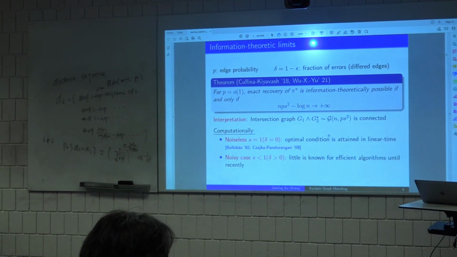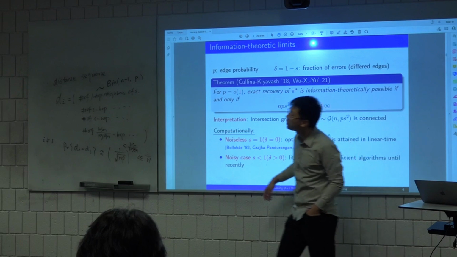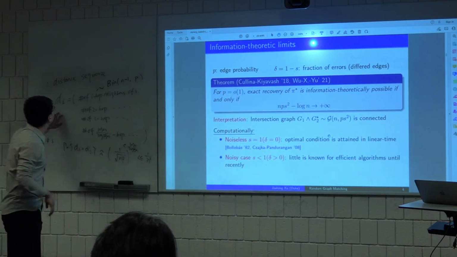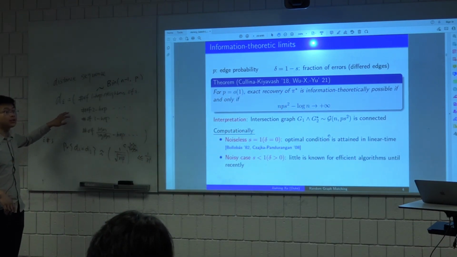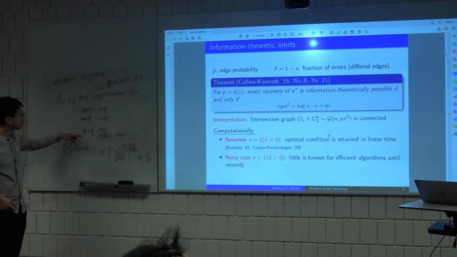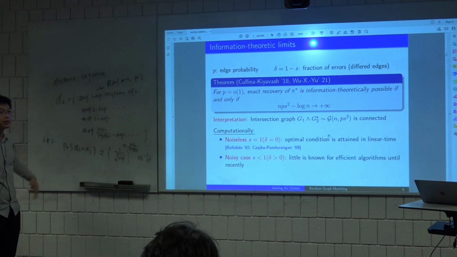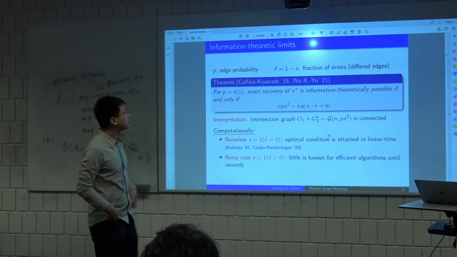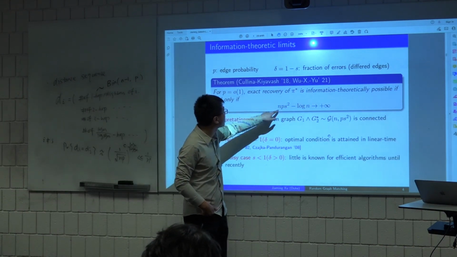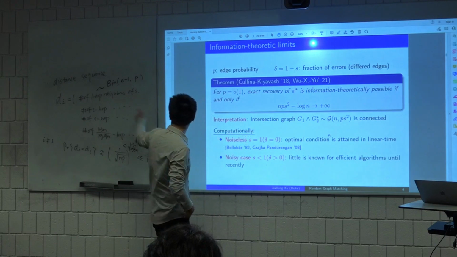What is time here? Like, the optimal condition is attained in linear time. What does that mean? Oh, time here is the complexity of the algorithm. For example, if you want to compute this distance sequence, it's actually linear time, because you basically look at the node and explore the neighborhood, and you only go up to log n. So it's approximately linear time. That's what I meant by time complexity. And what do you mean by optimal condition? It's this condition. As long as this condition holds, this algorithm works.